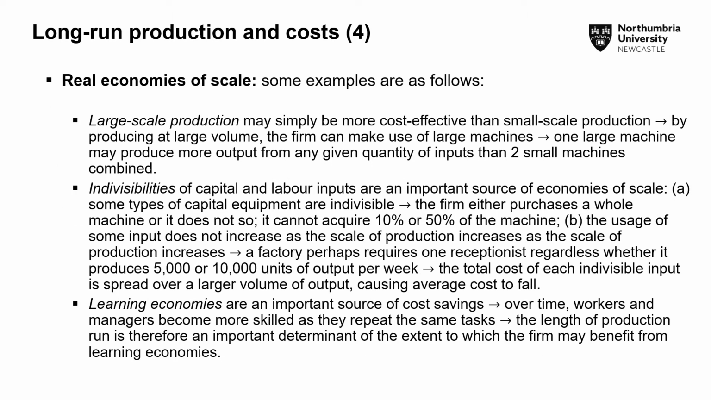Here are some further examples of real economies of scale. First of all, large-scale production is simply more effective than small-scale production. You purchase larger machines to produce because you are producing more, and such a machine may produce more output than two small machines combined and is also cheaper. So you are essentially producing more at a lower cost per unit.